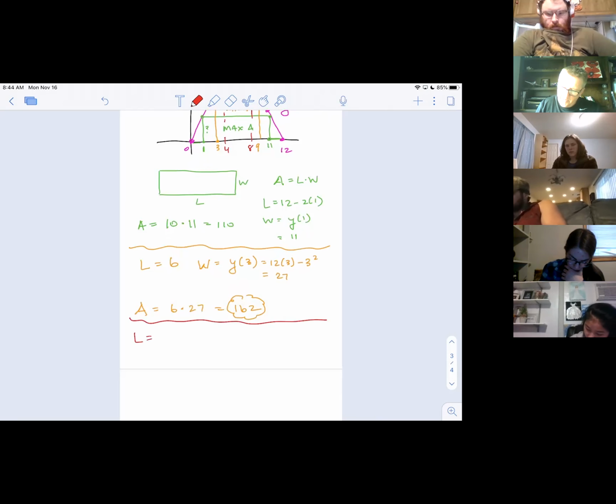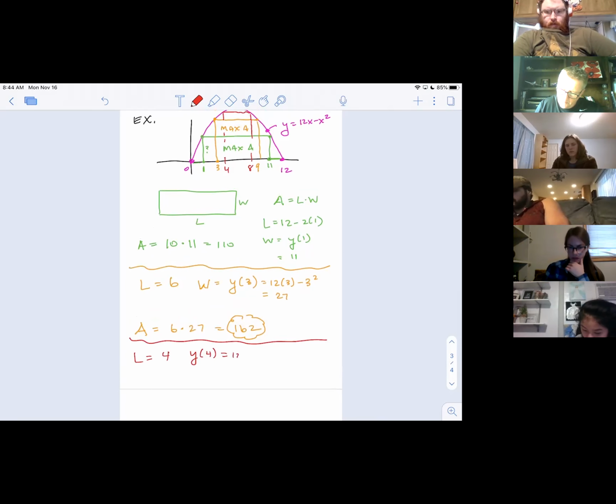So my length would be from 4 to 8 is 4. And if I put 4 into my equation, that'd be 12 times 4, which is 48, minus 4 squared, which is 16. So 48 minus 16 is 32. So my area is 4 times 32, which is 128.